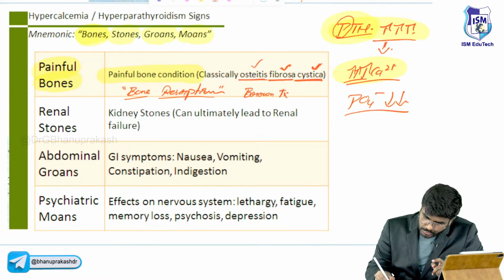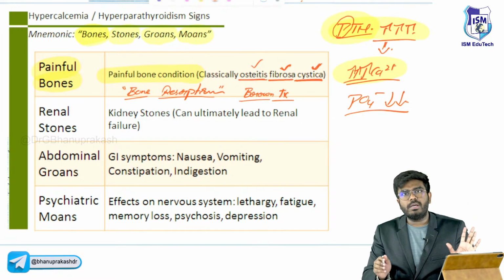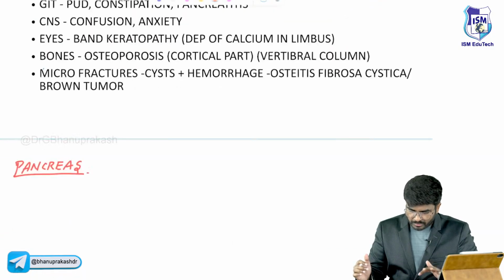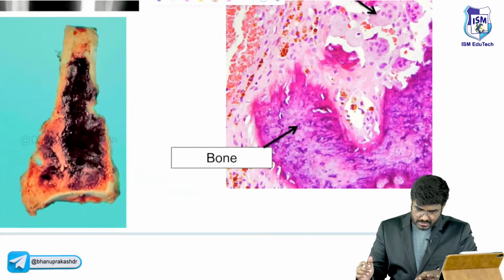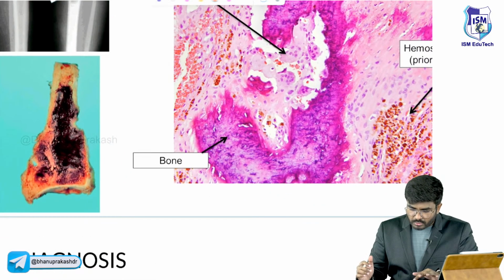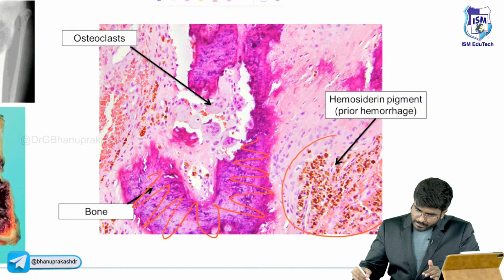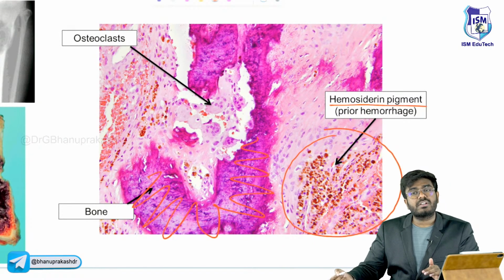So osteitis fibrosa cystica, also called brown tumor. Brown tumor, sir. Okay, it's not actually a tumor. It's nothing but the cysts. There is hemorrhage that's going to happen in the bone. I will show you the images later on. Okay, so there will be hemorrhage that's going to happen in the bone. This is the bone tissue, normal healthy bone tissue. Okay. And see, there is hemorrhage. Here it is represented with hemosiderin. Hemorrhage is going to happen.